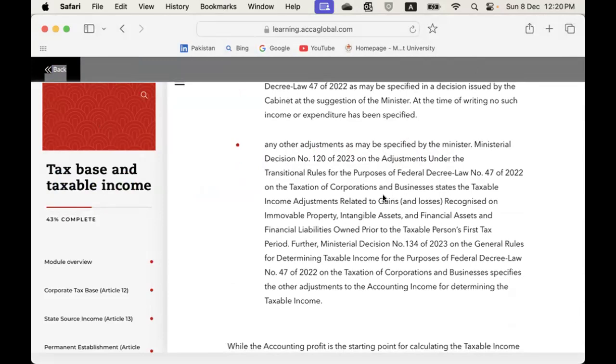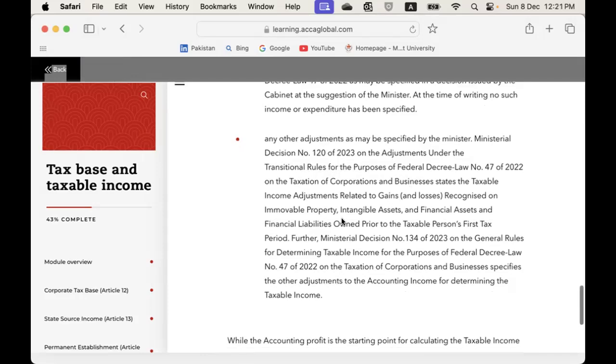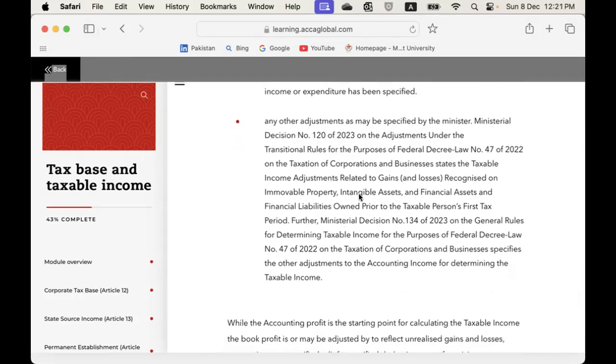Yes, sir. So one more ministerial decision is there, which is called ministerial decision number 120 on adjustments under the transitional rules for the purpose of this decree law. That decision also contains a lot of guidance on what adjustments need to be made. And another very detailed decision is ministerial decision number 134 of 2023 on general rules for determining taxable income. Actually, if you ask me, the biggest decision is this ministerial decision number 134.